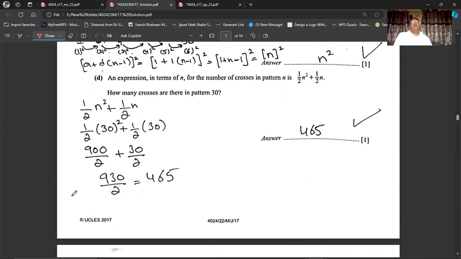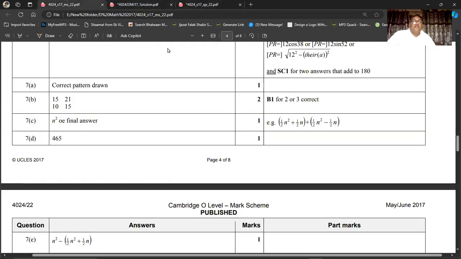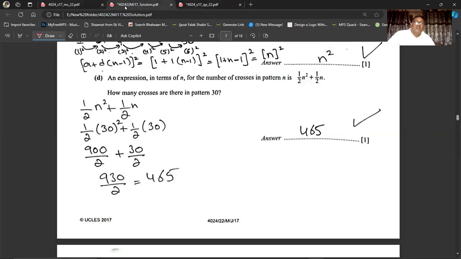So it will be 900 by 2 plus 30 by 2. That's 930 by 2. That is 465. So there will be 465 crosses. 465 crosses is the right answer, sir. This is how this is done.